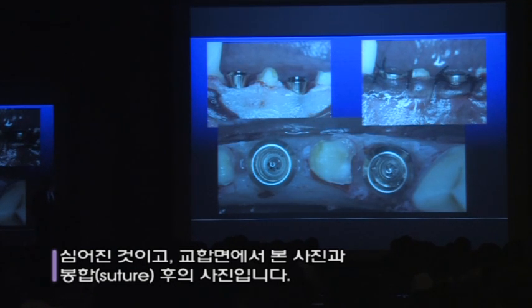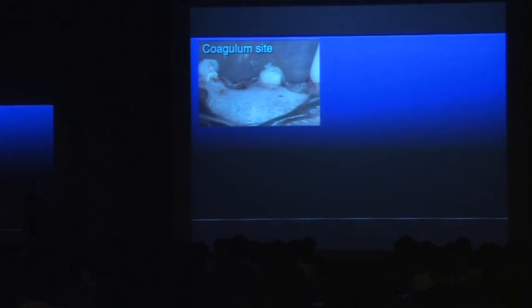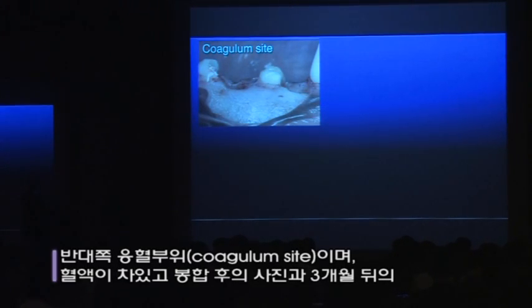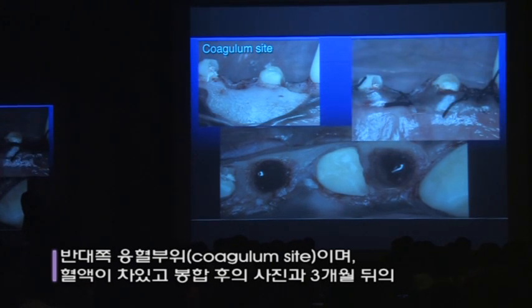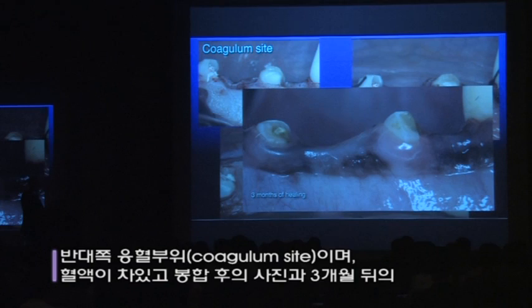Semi-submerged healing is allowed, as is often the case with the Straumann system. This is the contralateral coagulum site, filled with blood, and then we suture, and now we allow 3 months of healing.